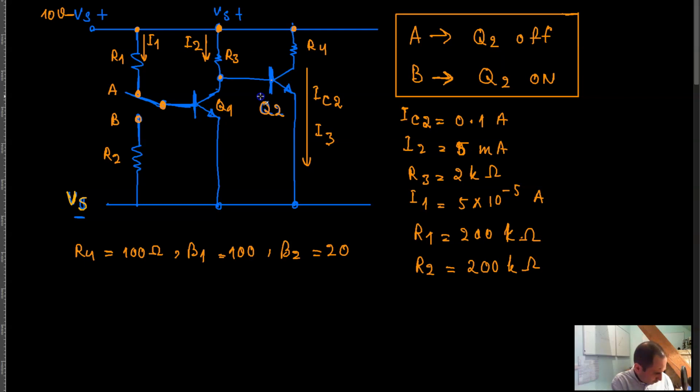Question number 4. The right answers over here are R3 is supposed to be 2 kilo ohm, which is correct, and R1 is supposed to be 200 kilo ohm, which is correct, and R2 is supposed to be 200 kilo ohm, which is an arbitrary value, which is correct. And those are the values of the resistors that you would use.